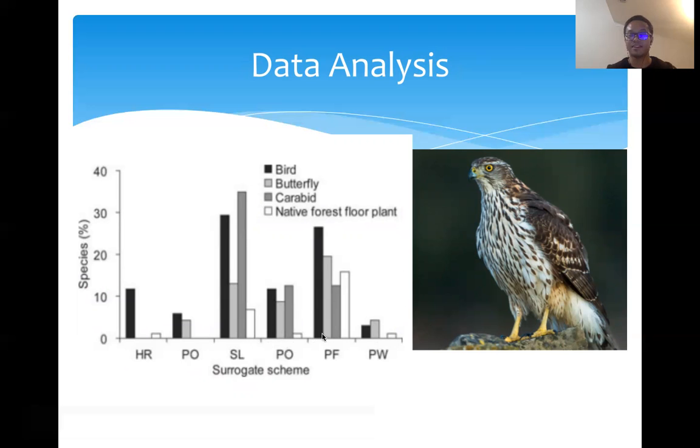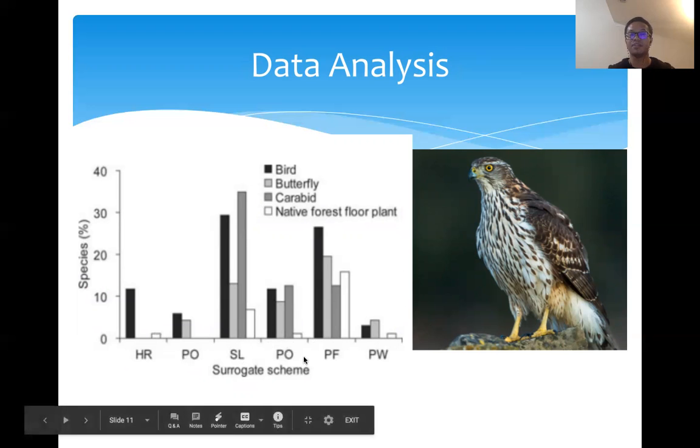surrogate schematic. All right, so the abbreviations here is the home range. This one was the predicted occupancy. This one was the slope, so the elevation. This was the open forest land. This was the interior forest land. And this one was the slope.